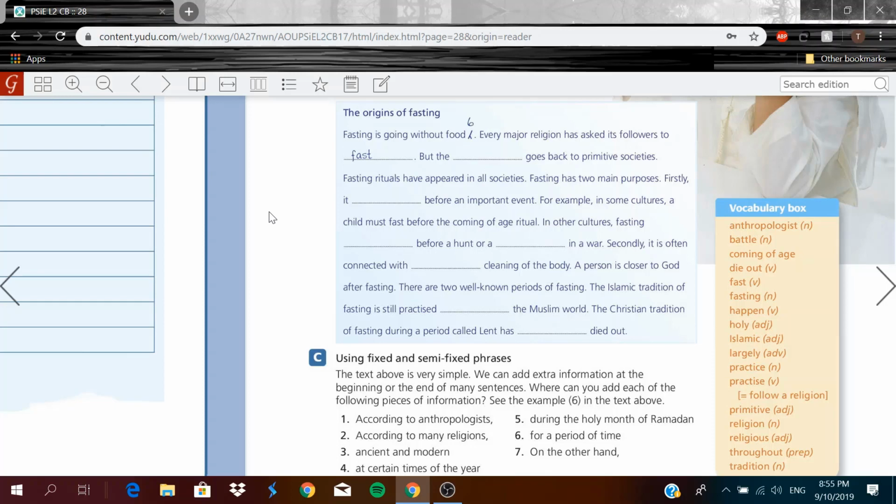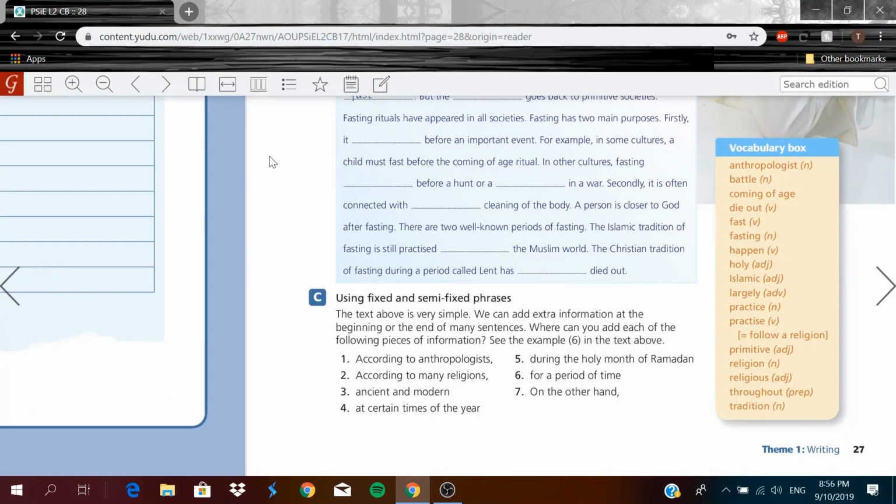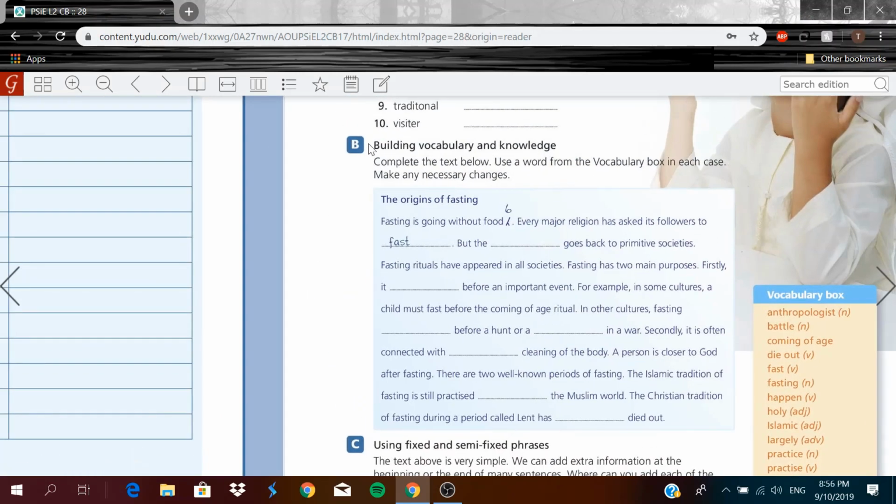Anthropologist, battle, coming of age, die out, fast, fasting, happen, holy, Islamic, largely, practice, practice, primitive, religion, religious, throughout, tradition. Okay, so that was the vocab box.